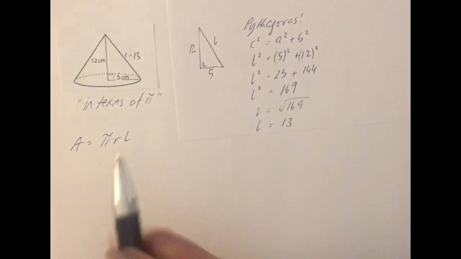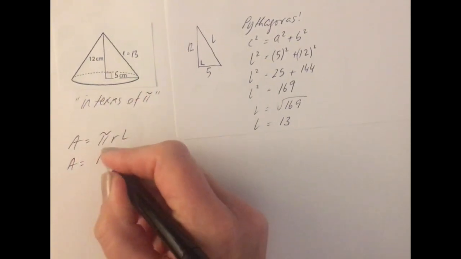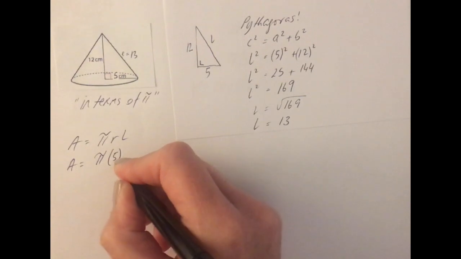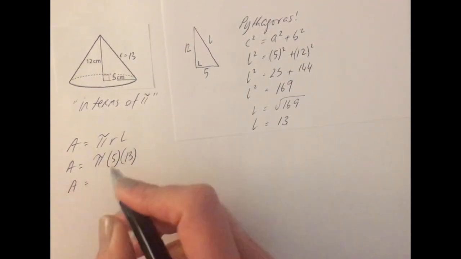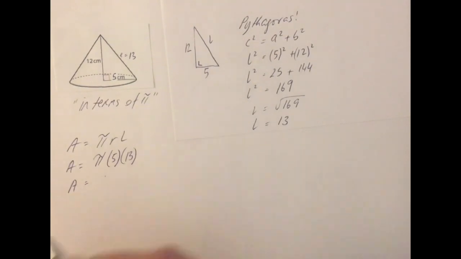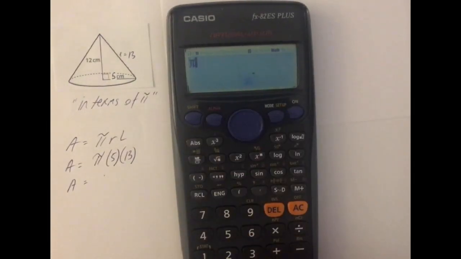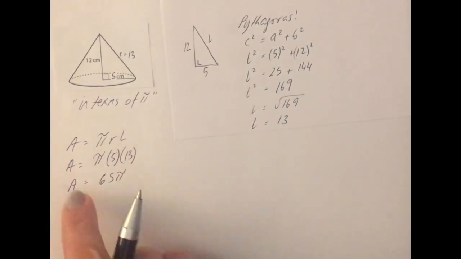Let's do the curved surface area first. So A equals, we want it in terms of pi, so leave pi as pi. And then the radius is 5. The diagonal length is 13. So I'm left with, and again, you can type this into the calculator, all right? Shift, put in your pi button, bracket 5, bracket 13, and the answer is 65 pi. So 65 pi is the curved surface area.